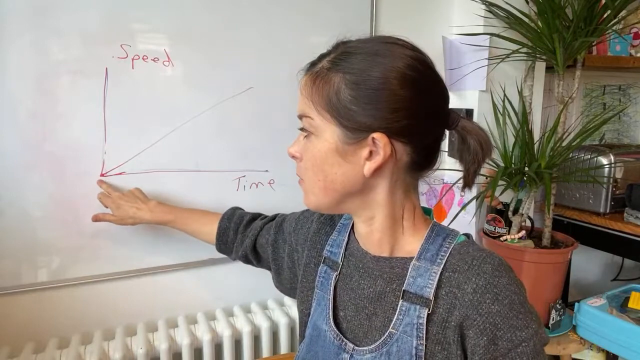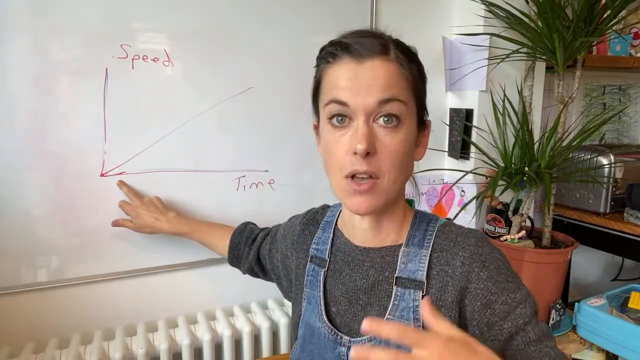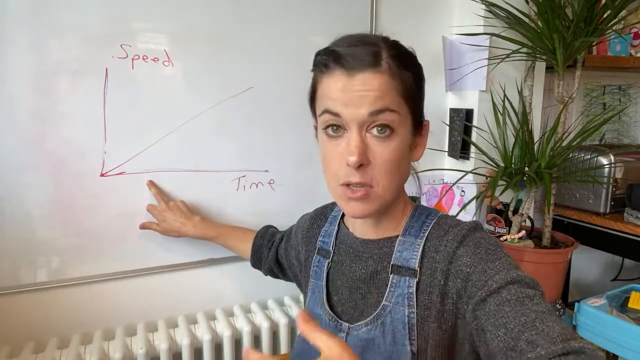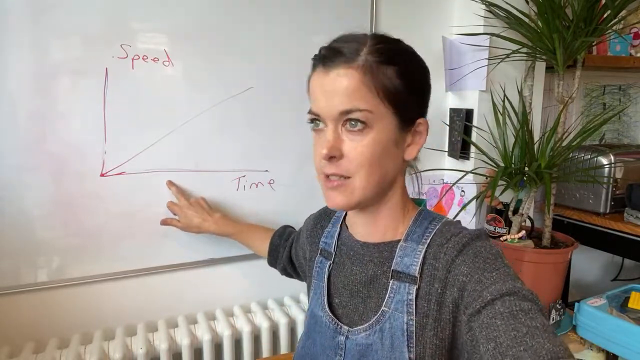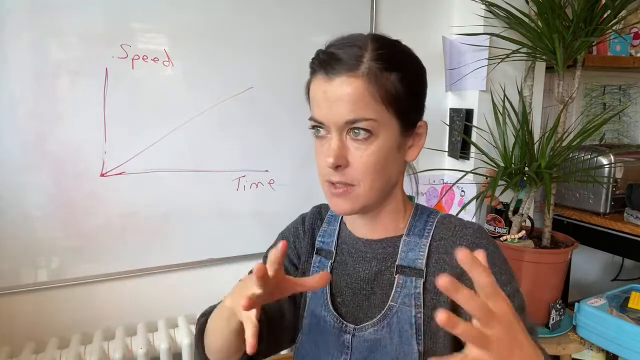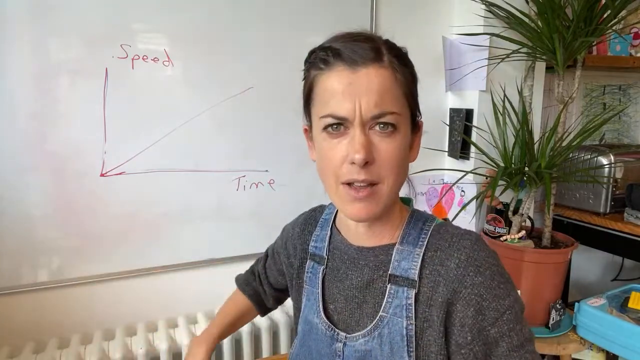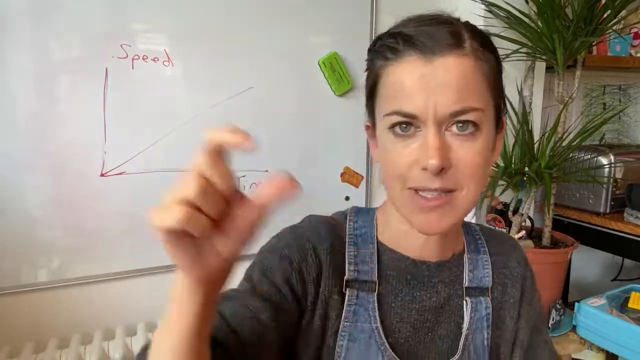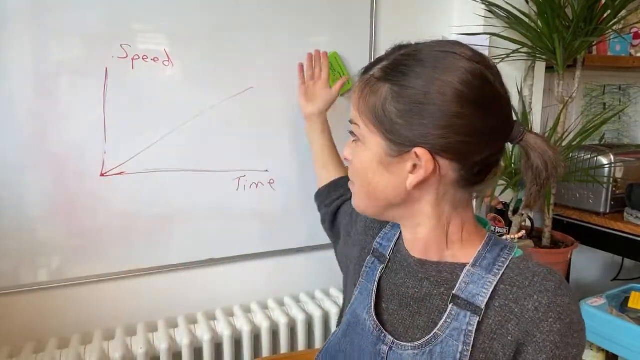So after 1 second, say, it was going at 1 meter per second. After 2 seconds, it was going at 2 meters per second. And after 3 seconds, it was going at 3 meters per second. So it's changing, you get it, right? Its speed is getting faster, but it's getting faster by the same amount each time, so it's constant. This time, it's constant acceleration.